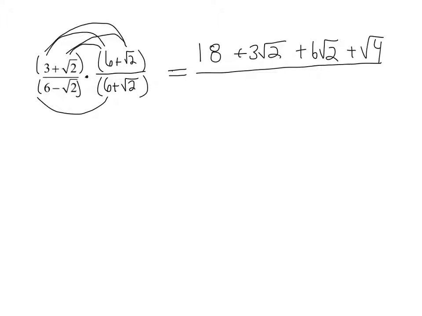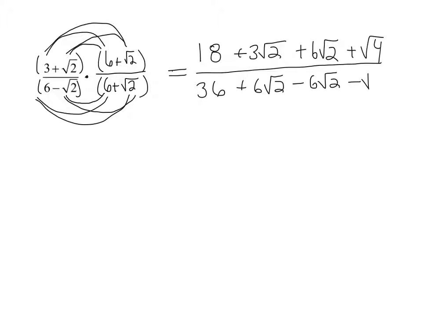The bottom we get 6 times 6, which is 36. 6 times root 2, which is plus 6 root 2. 6 times negative root 2 is negative 6 root 2. And you got to be very careful. There's a lot of terms going on here. Negative radical 2 times positive radical 2 is negative radical 4. So I do know that these are both 2 because they're square root of 4.